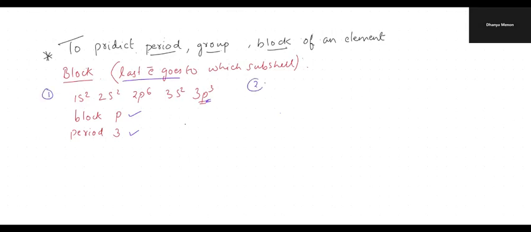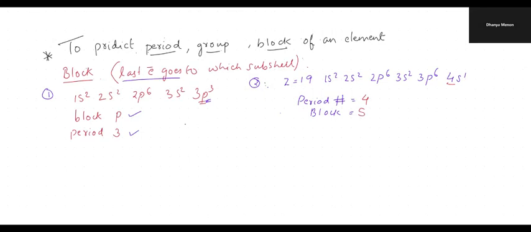Another example, if I have atomic number 19. First let's write down the configuration: 1s2, 2s2, 2p6, 3s2, 3p6, and 4s1. You need to tell the period number and also the block, 2 questions. Period is the largest value of n. What is the largest value of n for us here? It is 4. And what is the block? How to check? The last electron is going to which subshell? The s orbital is still getting filled. The last electron is going to the s subshell. So our block is s block. This is how we predict.